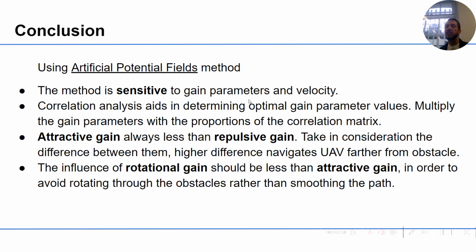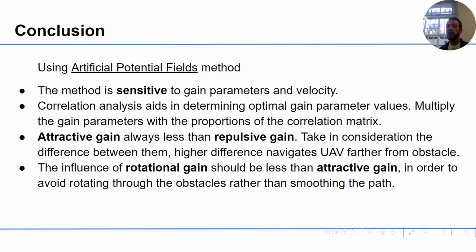In conclusion, using the artificial potential field method, we understand that it is very sensitive to these gain parameters, but also to the velocity. We use just 2 meters per second. If the velocity is higher, these parameters might need to be adjusted to higher values. The correlation analysis aids in determining the optimal gain parameters by multiplying these gain parameters with the proportions of the correlation matrix. We can understand the influence the APF method will have on the trajectory of the UAV.